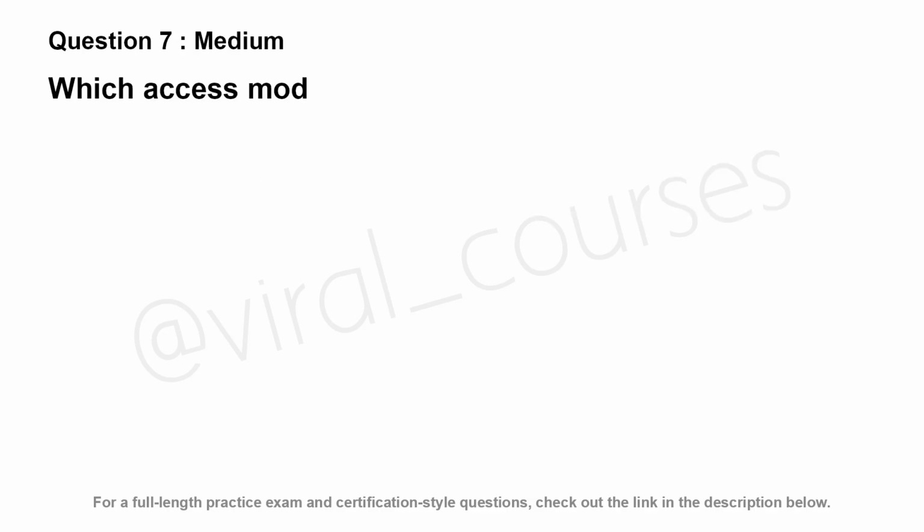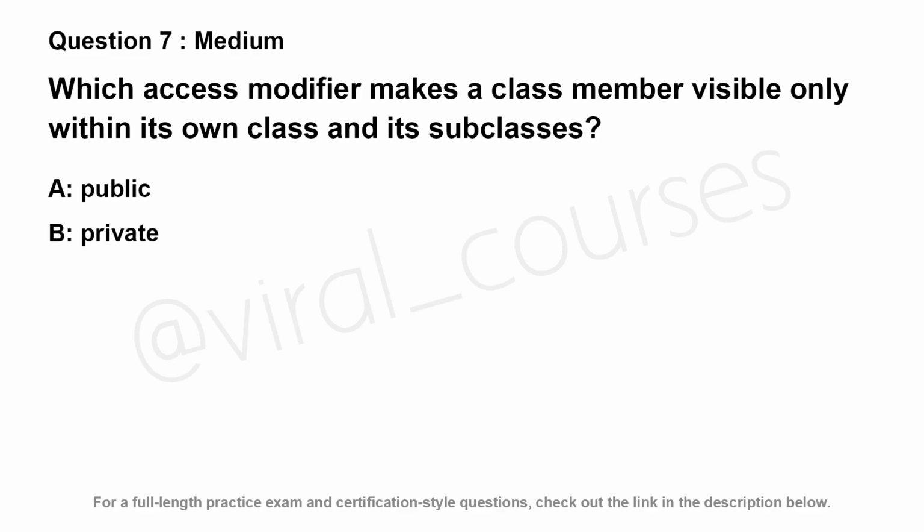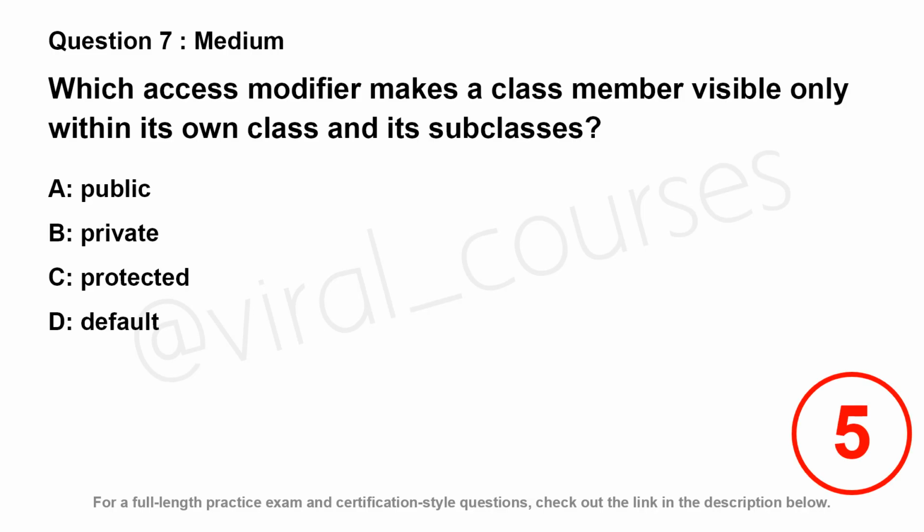Which access modifier makes a class member visible only within its own class and its subclasses? Option A. Public. Option B. Private. Option C. Protected. Option D. Default.